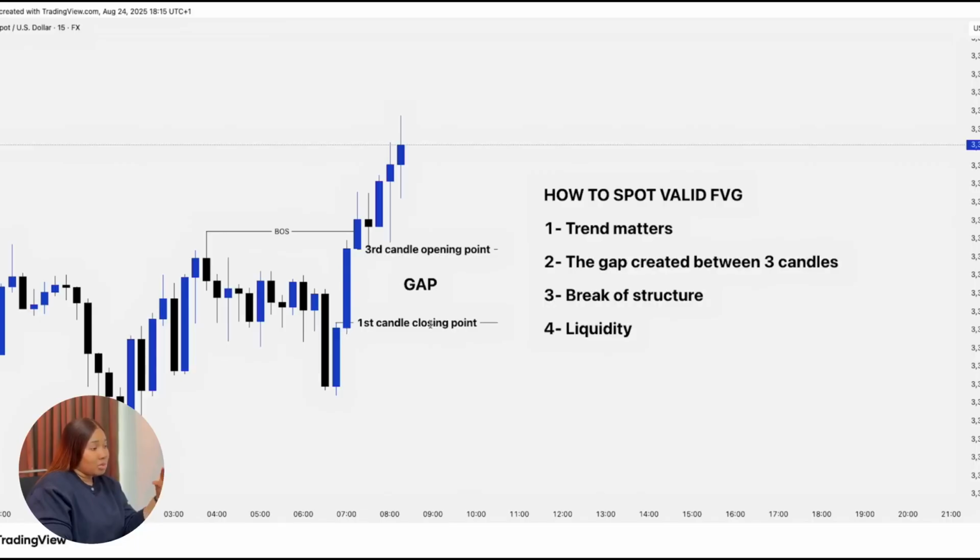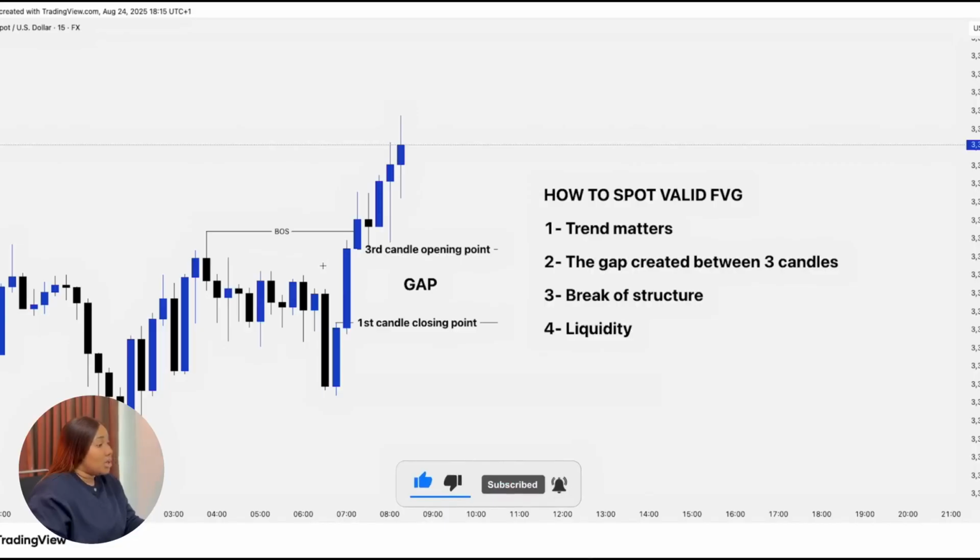So the gap from the closing point of the first candle to the opening point of the 3rd candle, the gap in between, is what is called an imbalance, and price will most likely come back, mitigate the imbalance, and keep pushing to the upside. So have it in mind that the imbalance must create a break of structure. So you should not just see any imbalance and just start setting your entries from there. Pay attention to the trend, and it must also create a break of structure. And then there should also be liquidity price will clear before tapping into the imbalance.